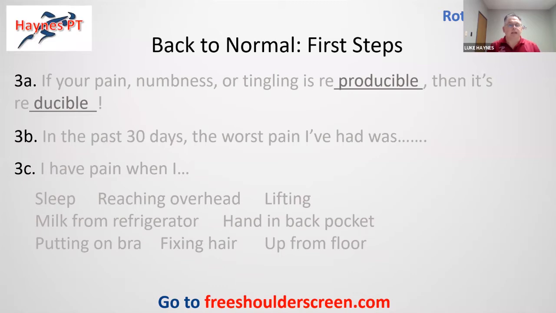And so, like I said, for me, pain comes whenever I'm sleeping. If my shoulder is irritated, sometimes it's when I'm reaching overhead. For some people, I see this in mail carriers. Whenever they're reaching back to grab mail to put into a box, that tends to be a problem for them. For some people, it's getting milk from the refrigerator.